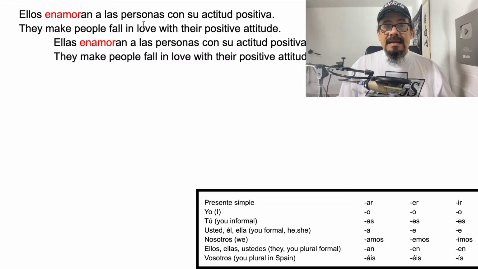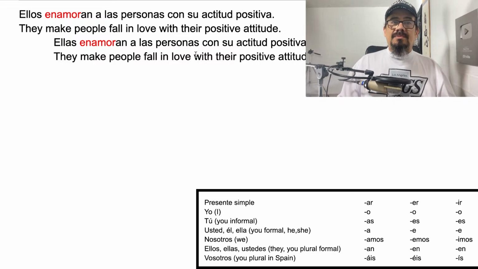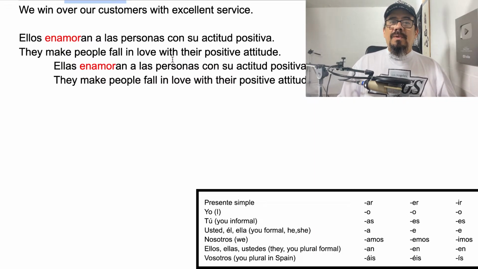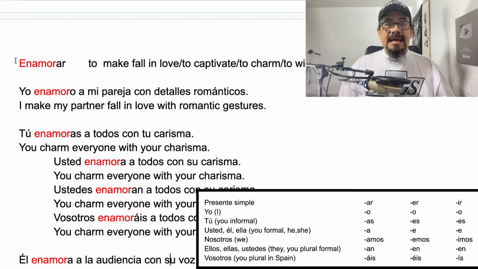And ellos enamoran a las personas con su actitud positiva. They make people fall in love with their positive attitude. Male. Ellas, female, enamoran a las personas con su actitud positiva. They make people fall in love with their positive attitude. And that is the way we conjugate enamorar.